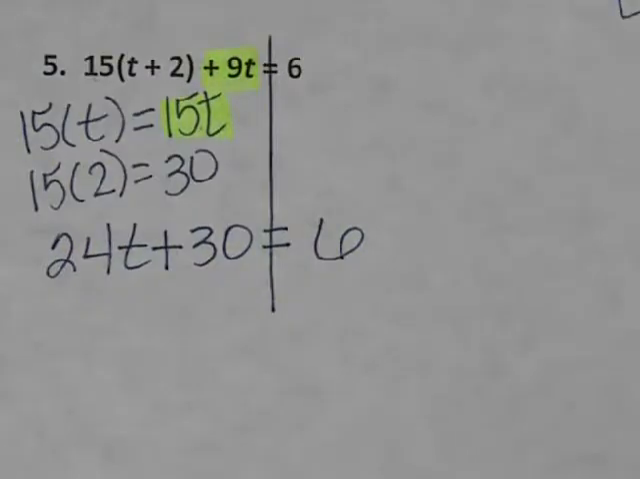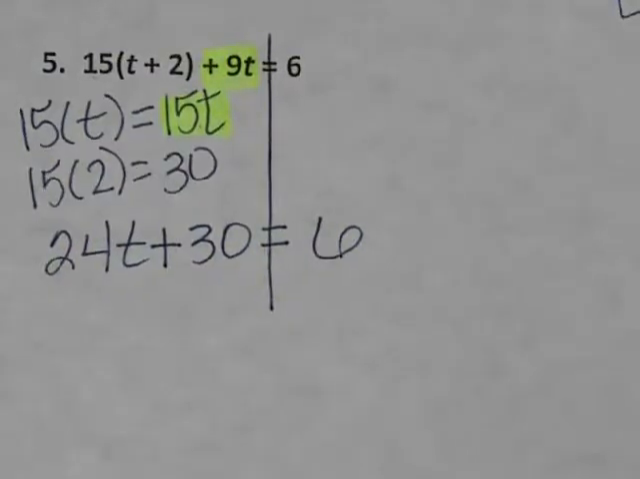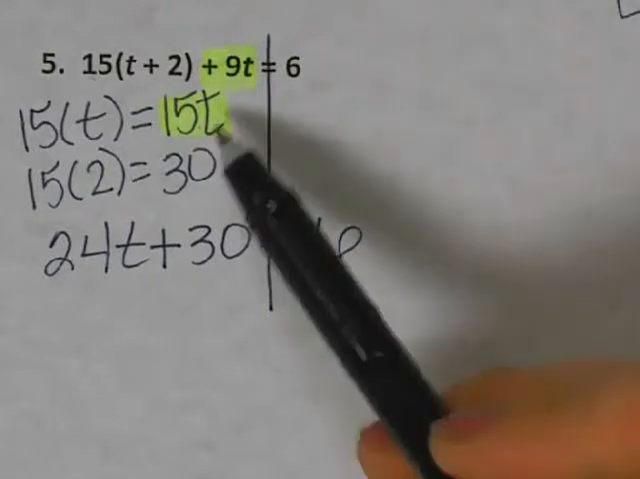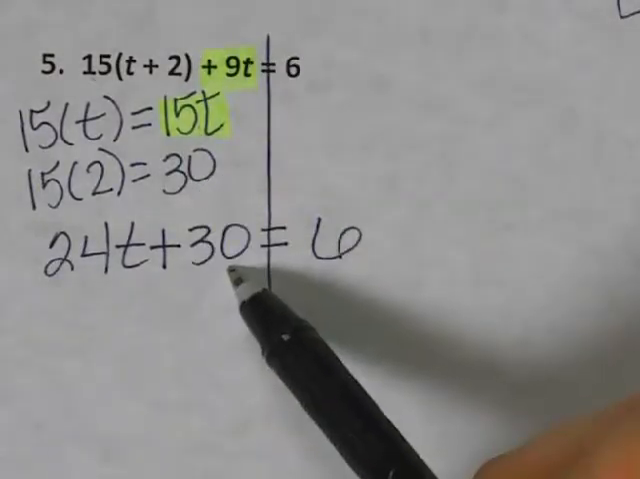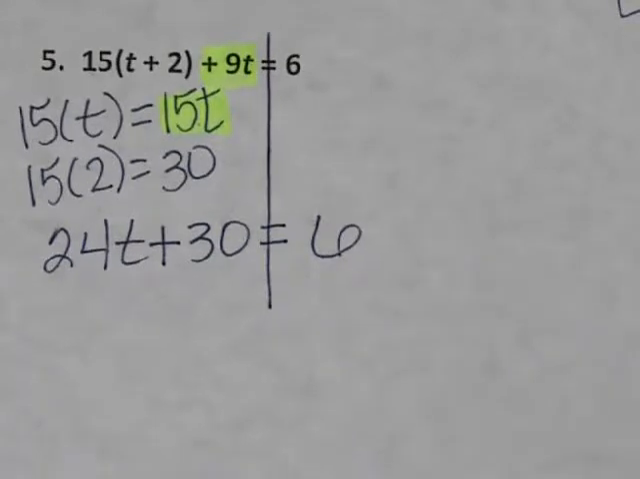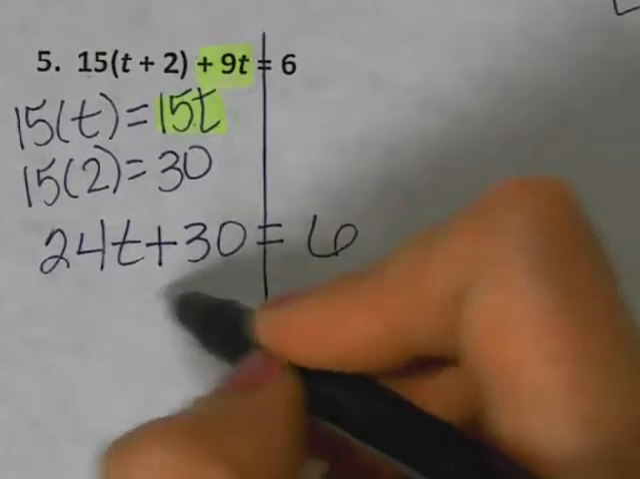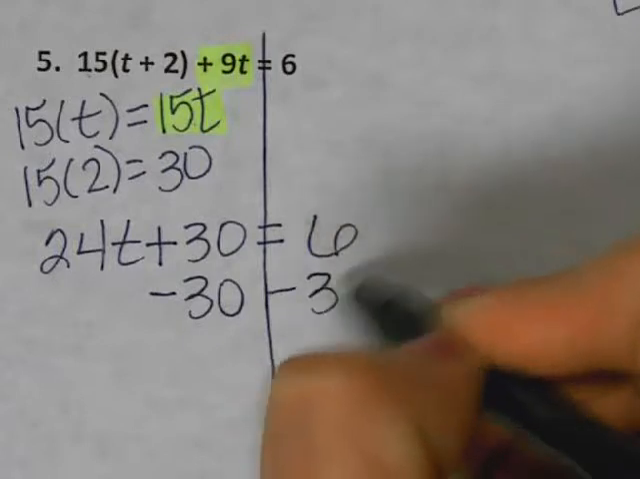What do you do next? Wait, you said 24t plus. Right. So we put together the two yellow ones, but the 30 still has to be written right here. So that equals 6. So now we're going to subtract 30 from both sides.